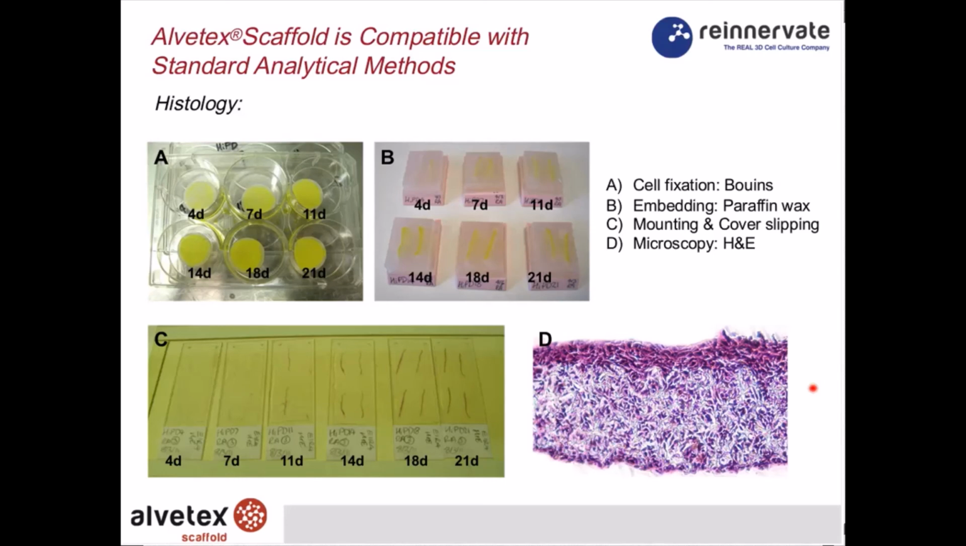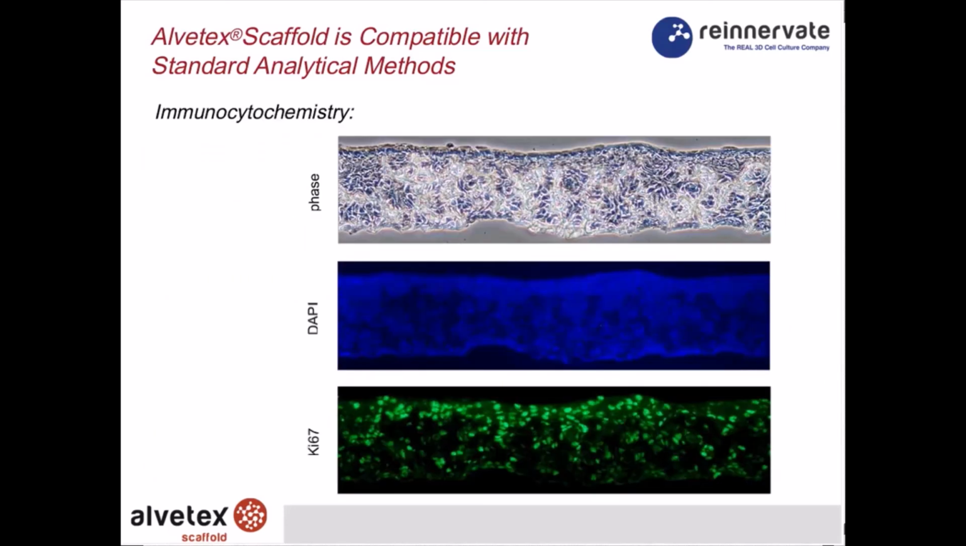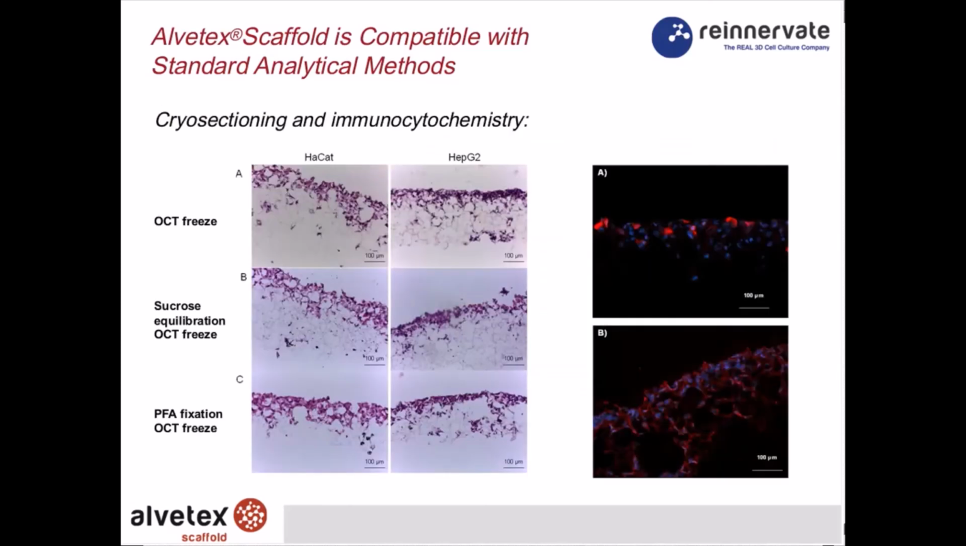So once those sorts of slides have been generated, it's possible to do immunocytochemistry, in situ hybridization, laser capture, and so forth. Some antibodies, of course, don't like paraffin and formalin fixation, so it's possible to do cryosectioning and immunocytochemistry. We have methods for this as well.